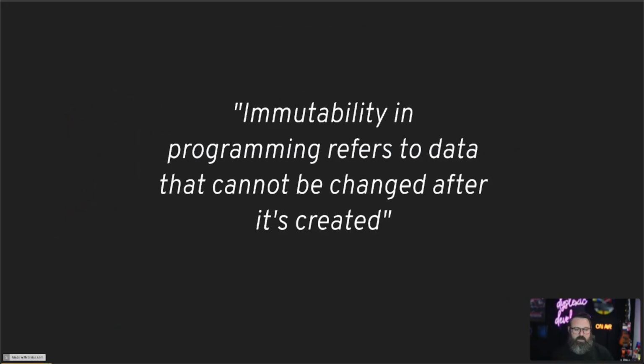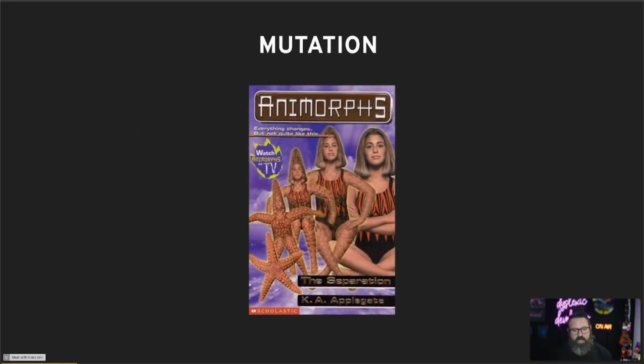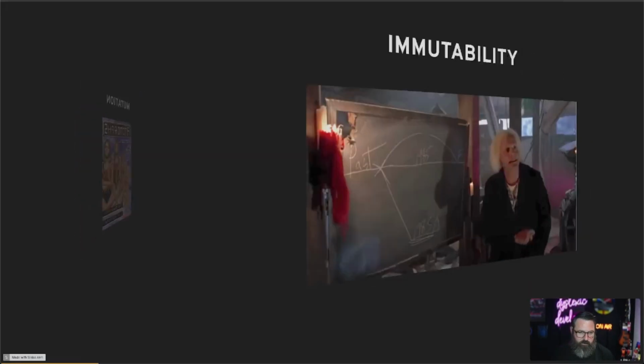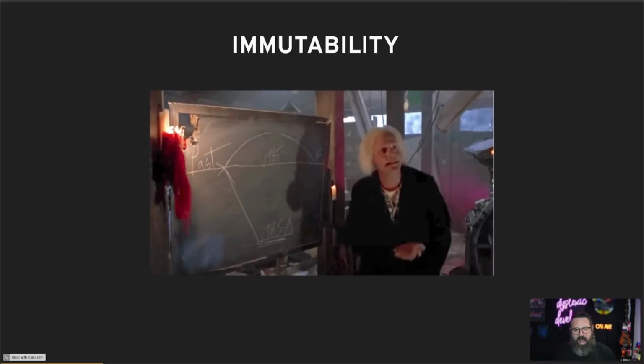So let's look at the definition of immutability. Immutability in programming refers to data that cannot be changed after it's created. So when we think about immutability, we think about mutation. Mutation is the act of taking something and changing it over time so that the original item is now what the changed item is. So we lose that history and originality of what the original thing was. Whereas immutability is the act of changing something over time, but preserving what the original value was.